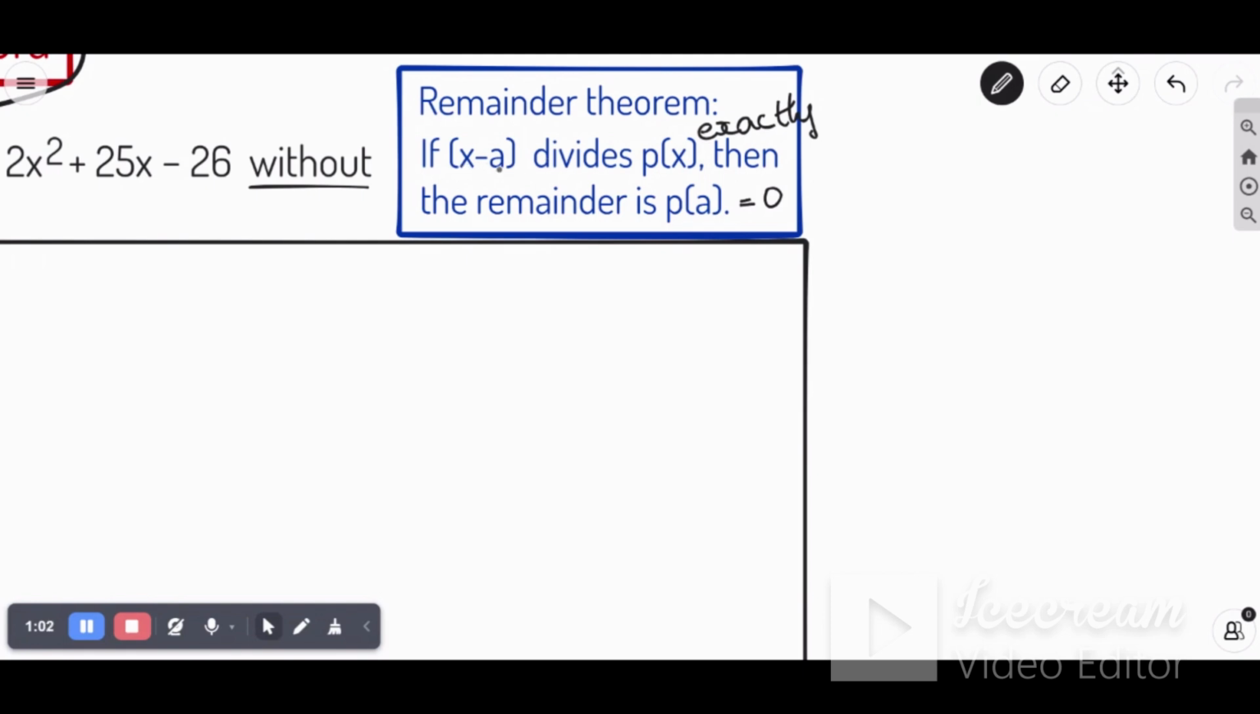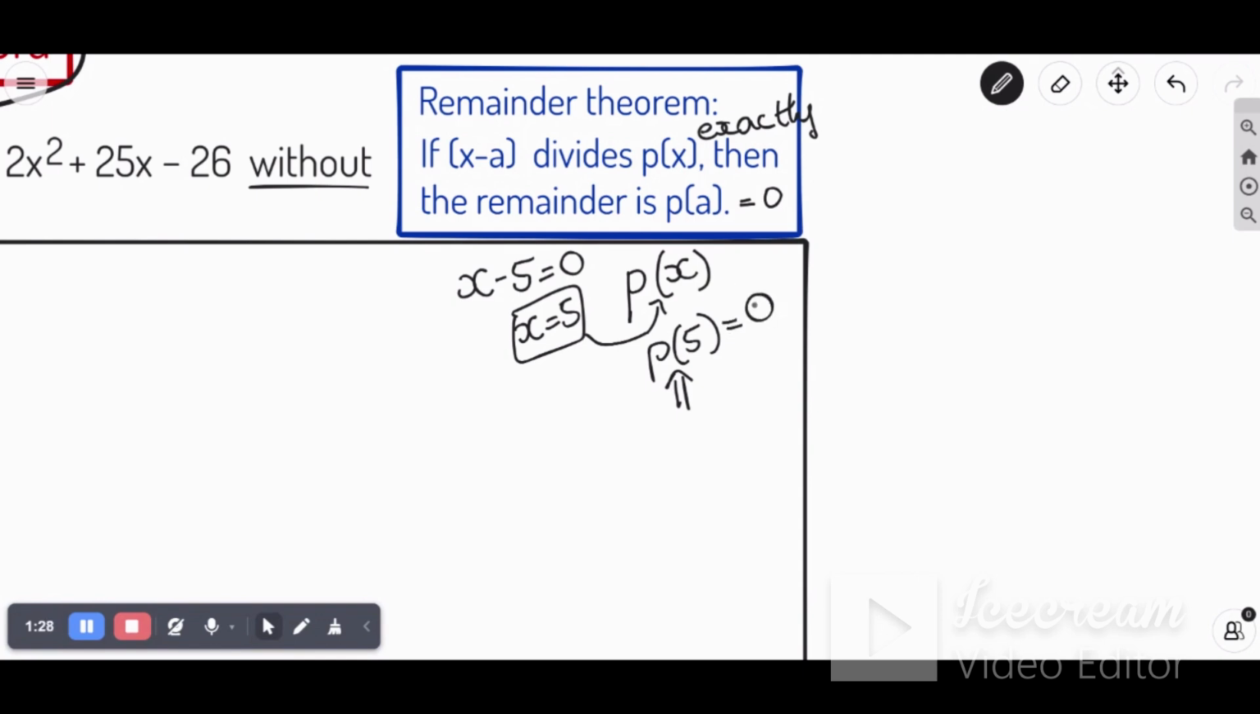What is the meaning of this? Let us take x minus a as x minus 5. It is dividing your polynomial p of x. What you can do is equate this to 0. Always do this. And then put x is equal to 5 in your equation, which means p of 5. This p of 5 will give you the remainder. If they say exactly divisible or without remainder, you can equate this to 0. So this is your remainder, and with the word exactly divisible, your remainder is 0.